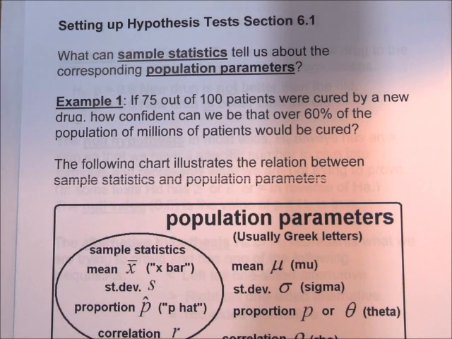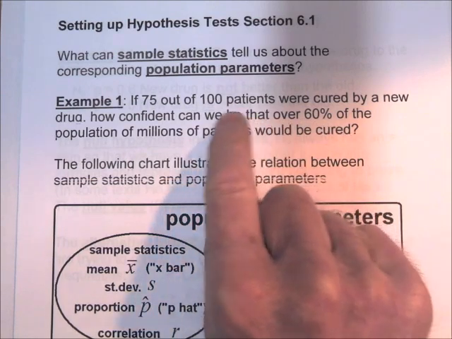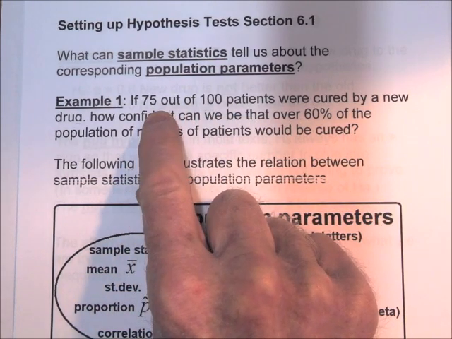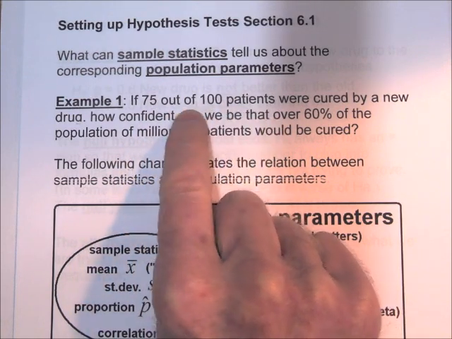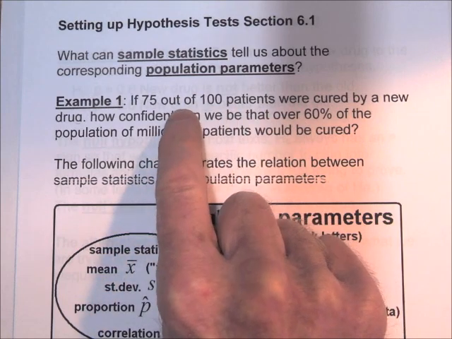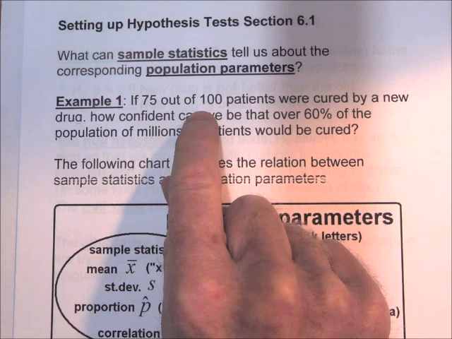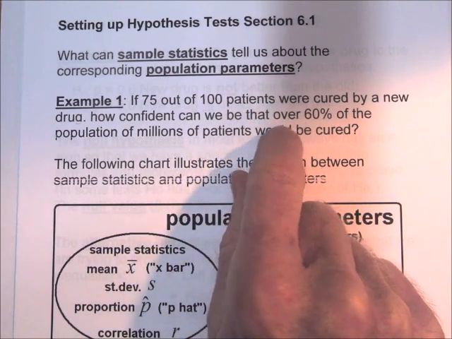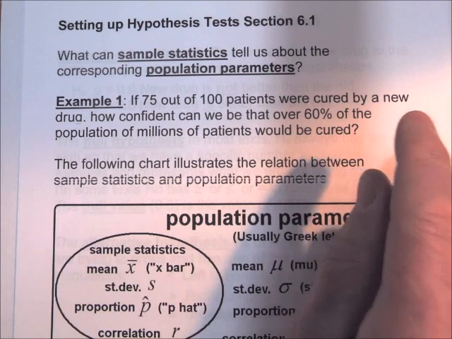So 60% may represent the proportion that were cured by the old drug, and the new drug, at least in the sample, 75 out of 100 were cured. That's 75%. So it looks like the new drug is better, but that could have happened by chance. So we want to know how likely it would happen by chance that 75 out of 100 patients were cured by the new drug if the new drug were no better than the old drug.